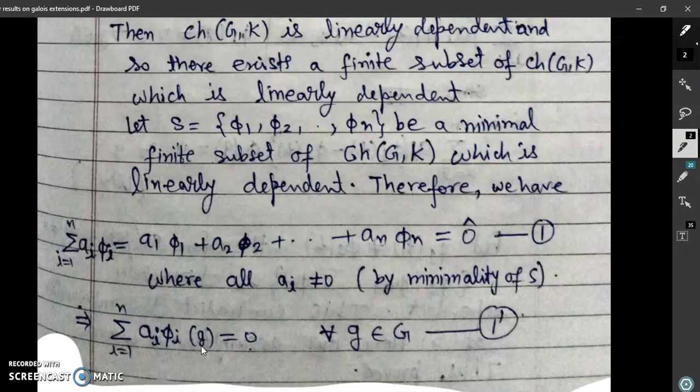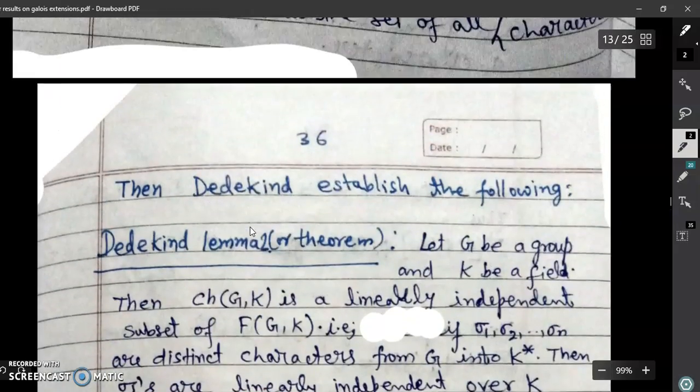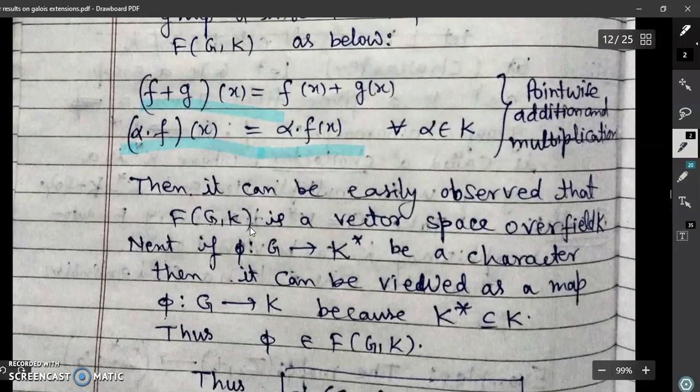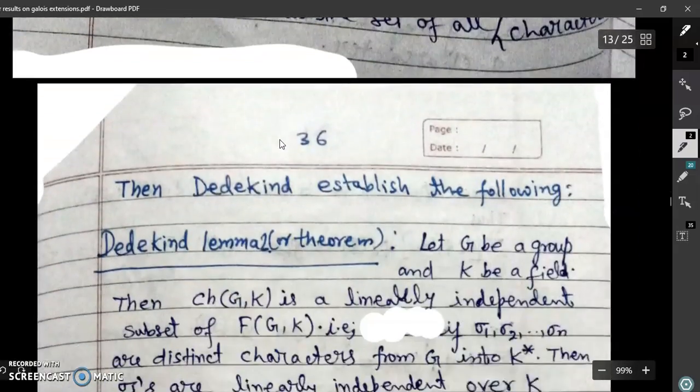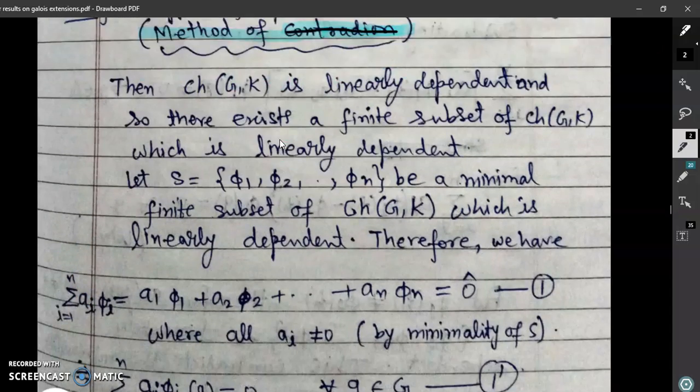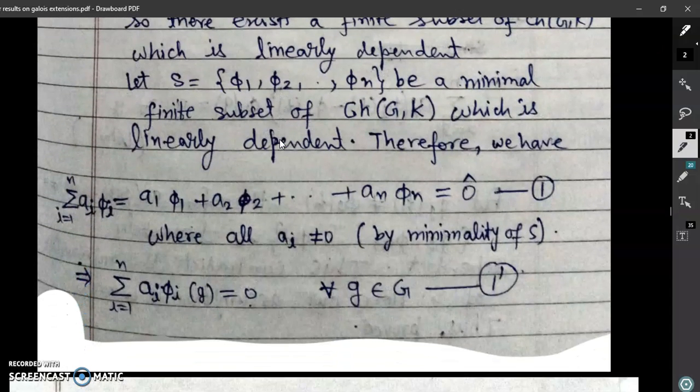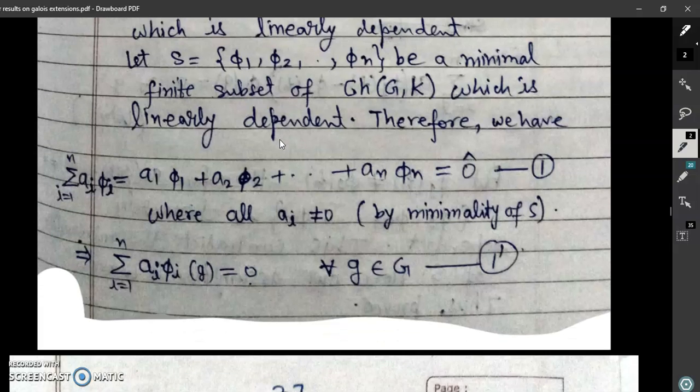And by convention, note that here (f plus g)(x) can be written as f(x) plus g(x), and (alpha into f)(x) is equal to alpha into f(x). So we use this to write this. Suppose that this is equation number 1 dash.